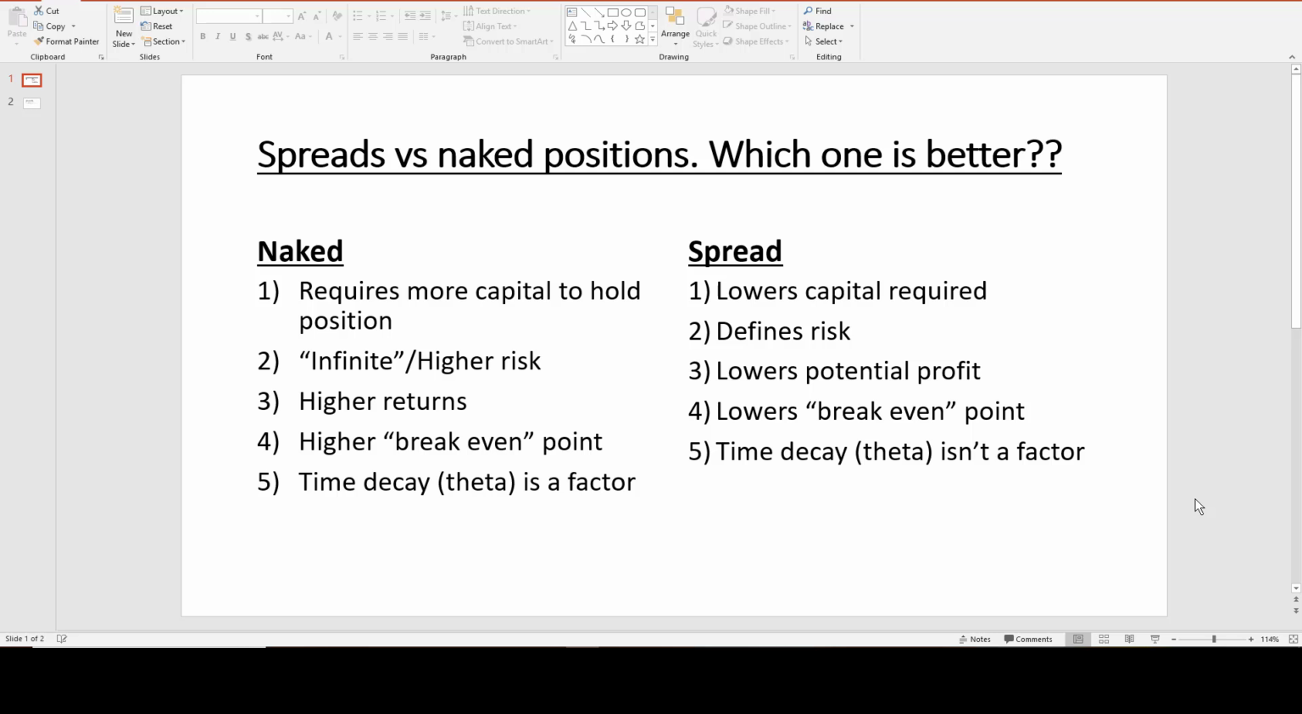So the first and probably the most obvious difference between the two is the difference in the capital that it takes to hold that position. So obviously a naked position is going to require far more capital to hold that position than a spread would.